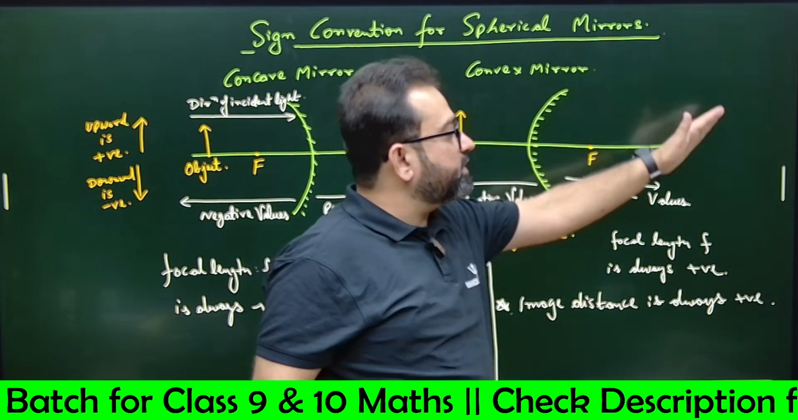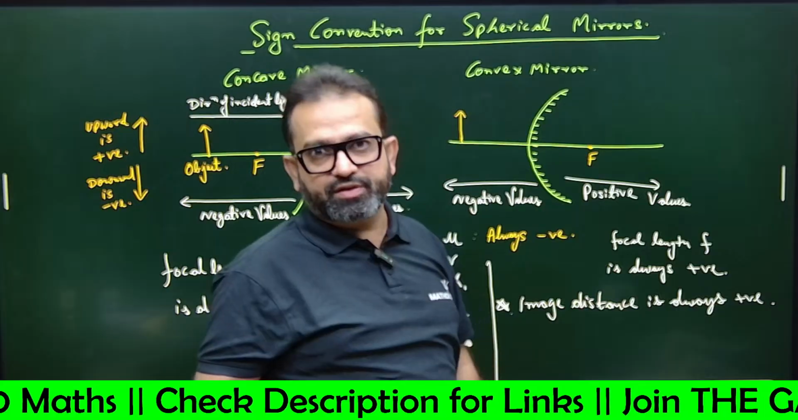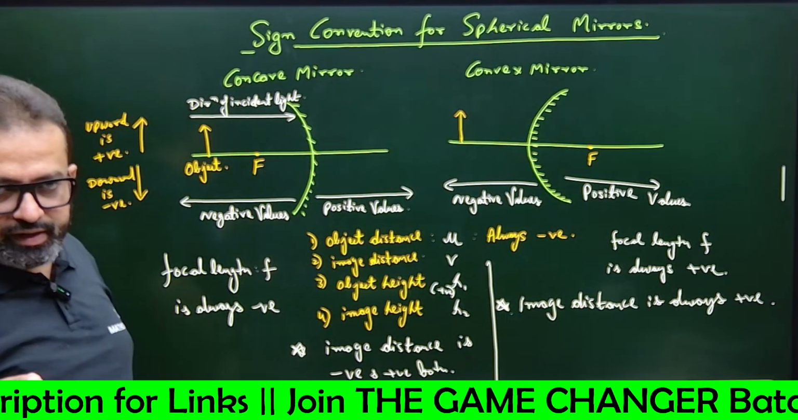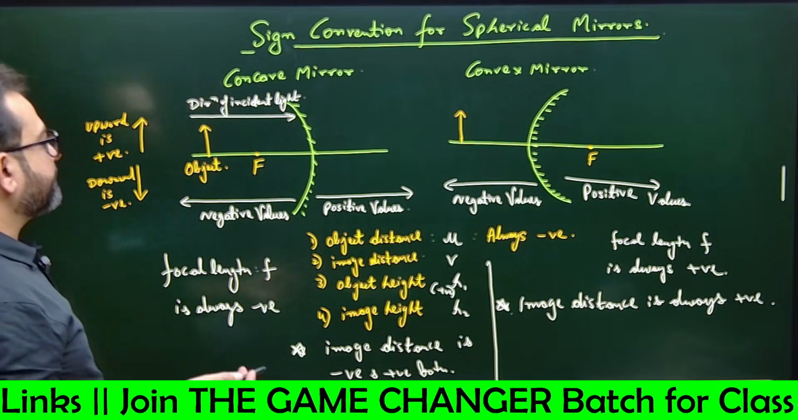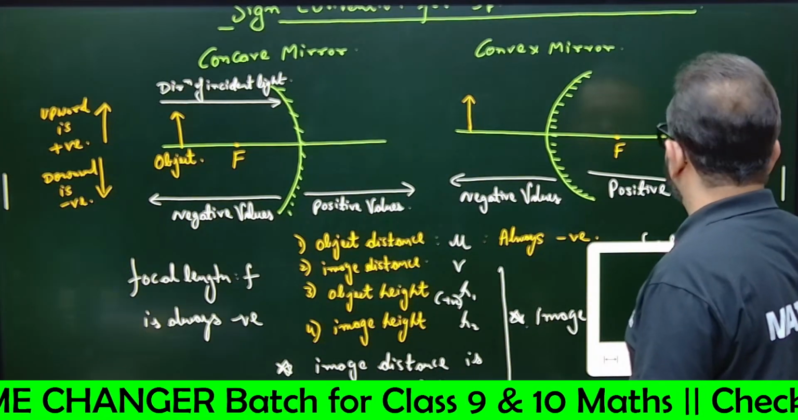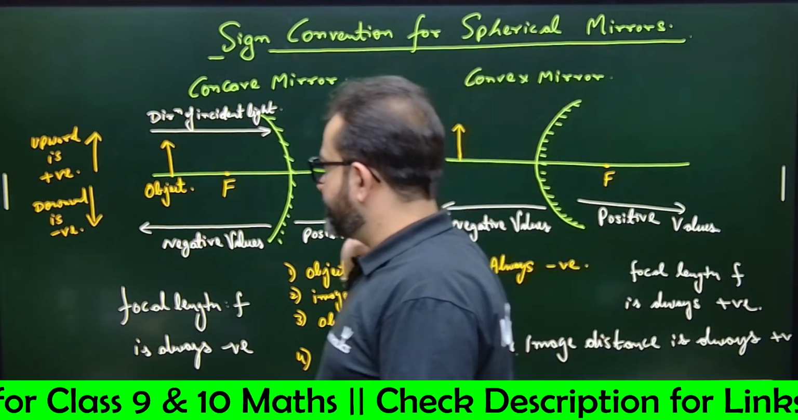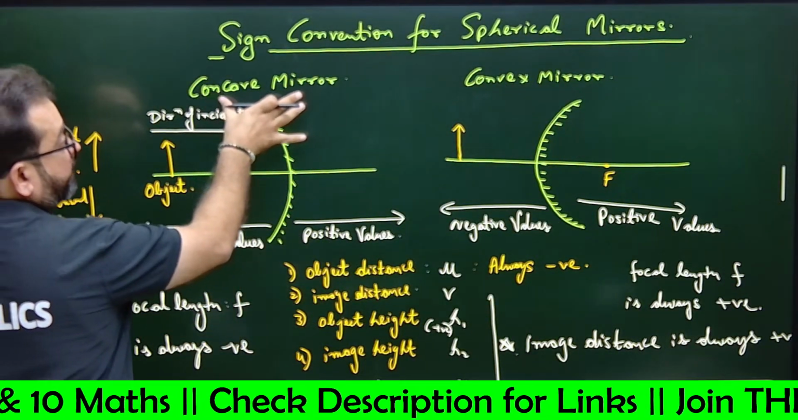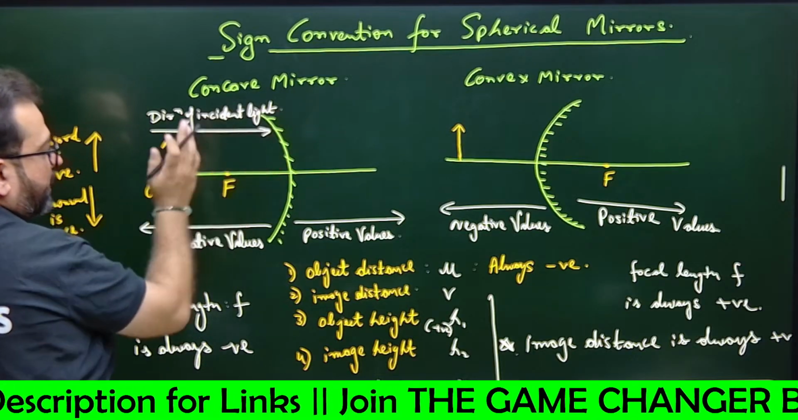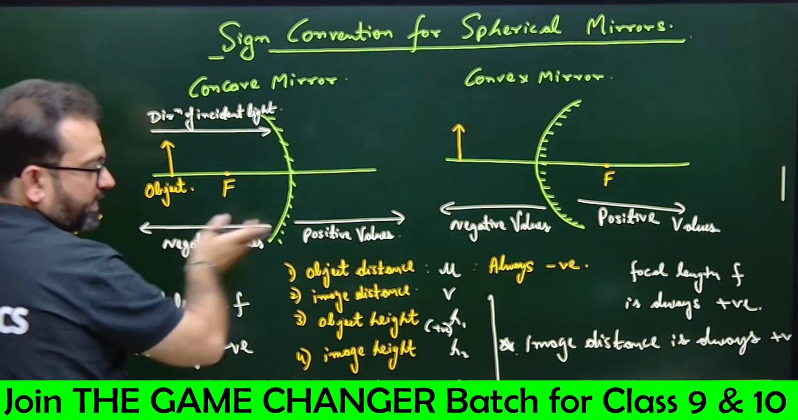Values which are to the right of the axis, towards the right side, will always be positive. Those on the left side will always be negative. Right? Just memorize these things. If you copy, it will take too much time. You either take screenshots or copy it afterwards. So this is a concave mirror, this is a convex mirror. This is the direction of light. Upper value is positive, lower value is negative. Left value is negative, right value is positive.